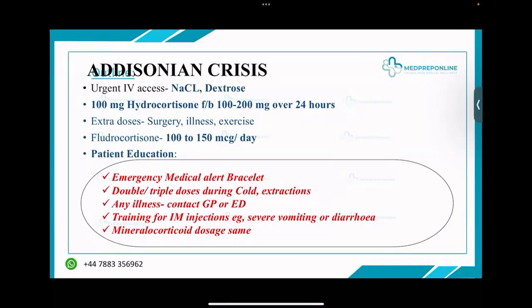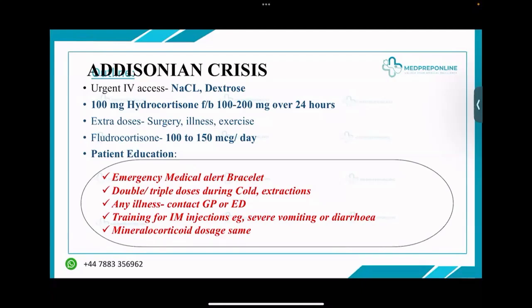100 milligram of hydrocortisone is usually the starting dose, which is followed by 100 to 200 milligram over 24 hours. And extra doses will always be required in case of any surgery, any intercurrent illness, or prior to any exercise. Now, fludrocortisone is also given at a dose of 100 to 150 micrograms per day.